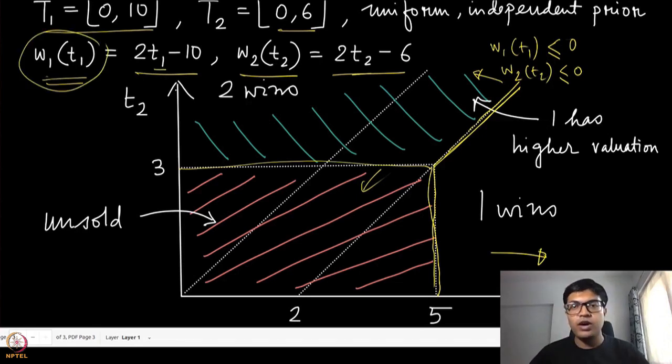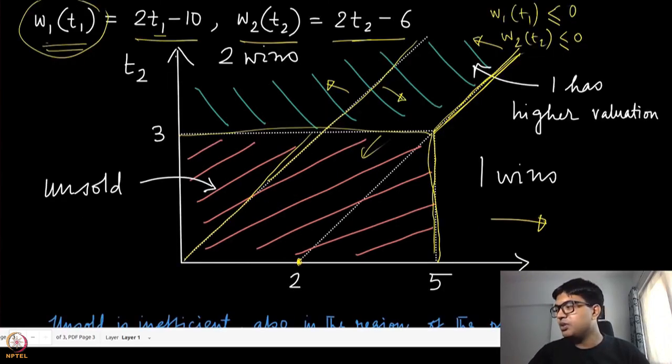And how far it is from efficiency: this determining line will hit the x-axis at this point 2, and this is the 45 degree line which we have drawn. This is the T1 equal to T2 line. So clearly you can see that this line is selling the object in an inefficient way, at least in this region, because in this region we know that T1 is larger than T2, and you are giving the object to player 2.